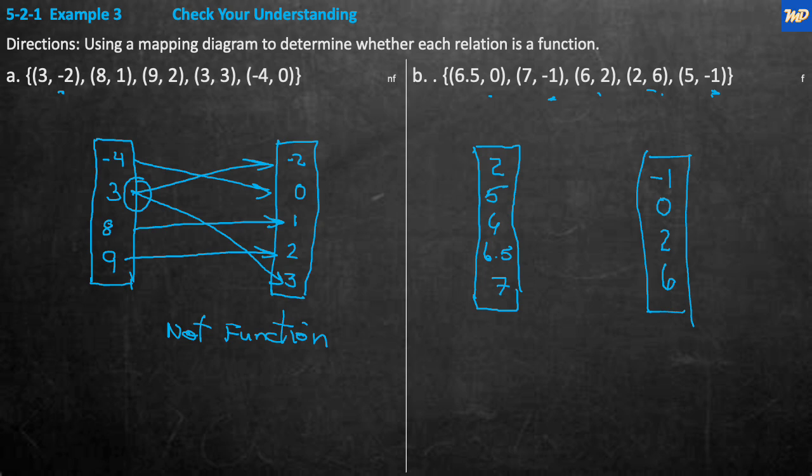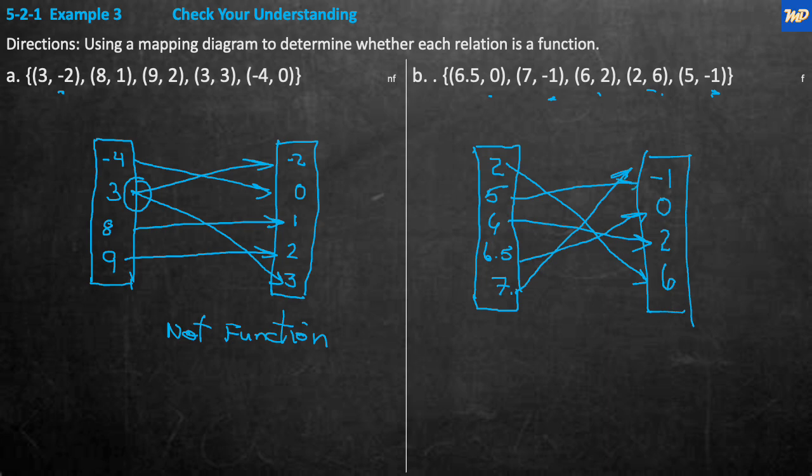Okay, so now we should go back to our ordered pairs in our set and look at them. 6.5 goes to 0. 7 goes to -1, from way down here to way up here. 6 goes to 2, here's our 6, and it goes over here to 2. And we have a 2 going to 6, from way up here going way down to the bottom over here at the 6. And then finally we have our 5 traveling to -1, which is up here.